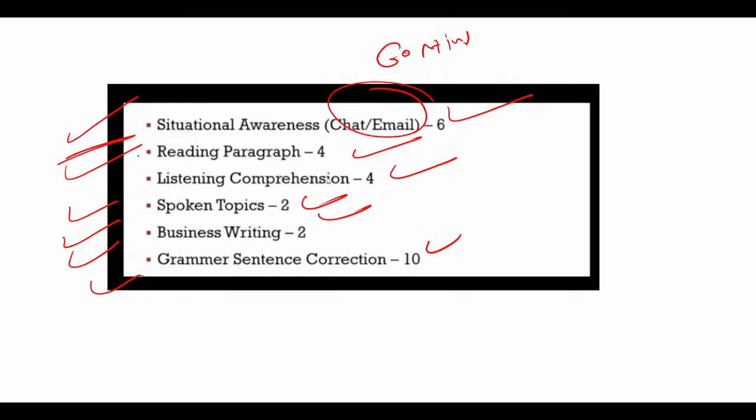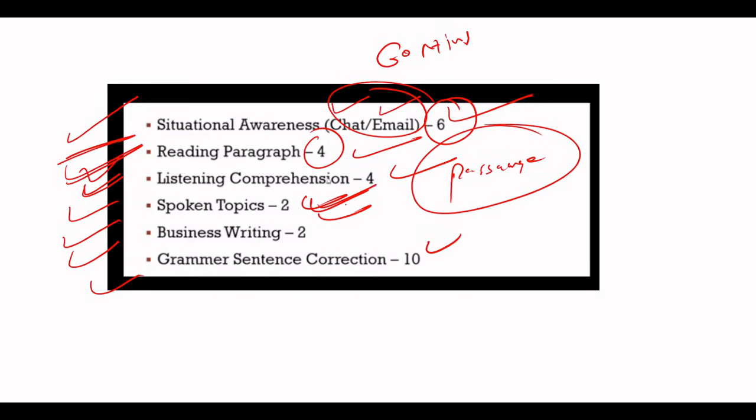The first one is situational awareness. It will be either in the form of chat or in the form of email, and a total of 6 questions will be asked. Then there is reading paragraph, where there will be a total of 4 questions which you can answer. Then there is listening comprehension. In this, you will be listening to passages and based on that you need to give the answer. Then there are spoken topics, where you will be speaking on some topic. Then there is business writing, where you will be writing a business email based on the description. Also there is grammar sentence correction for 10 questions. So these will be the questions.